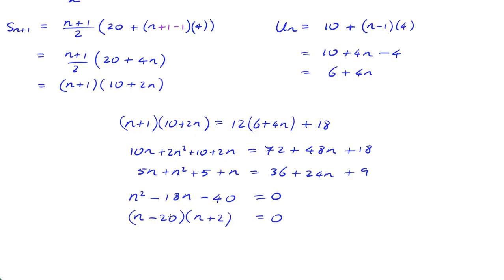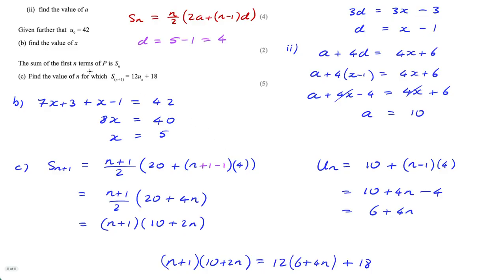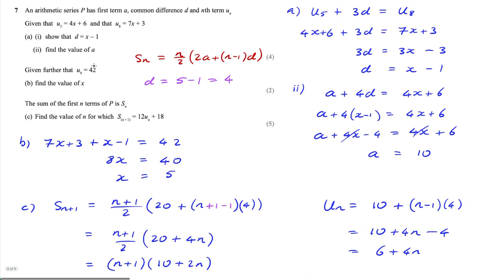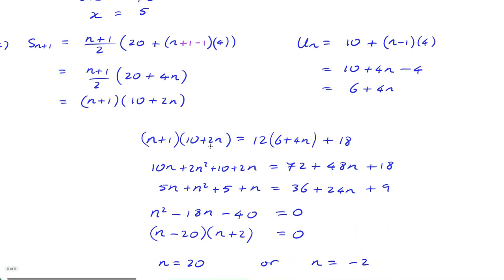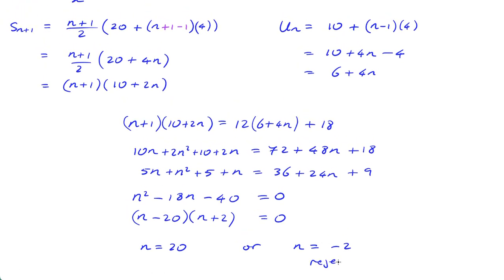So n equals 20 or n equals negative 2. Now it is the nth term of a sequence, so it has to be a positive integer. So I can just reject this one. Reject. Therefore, n equals 20.